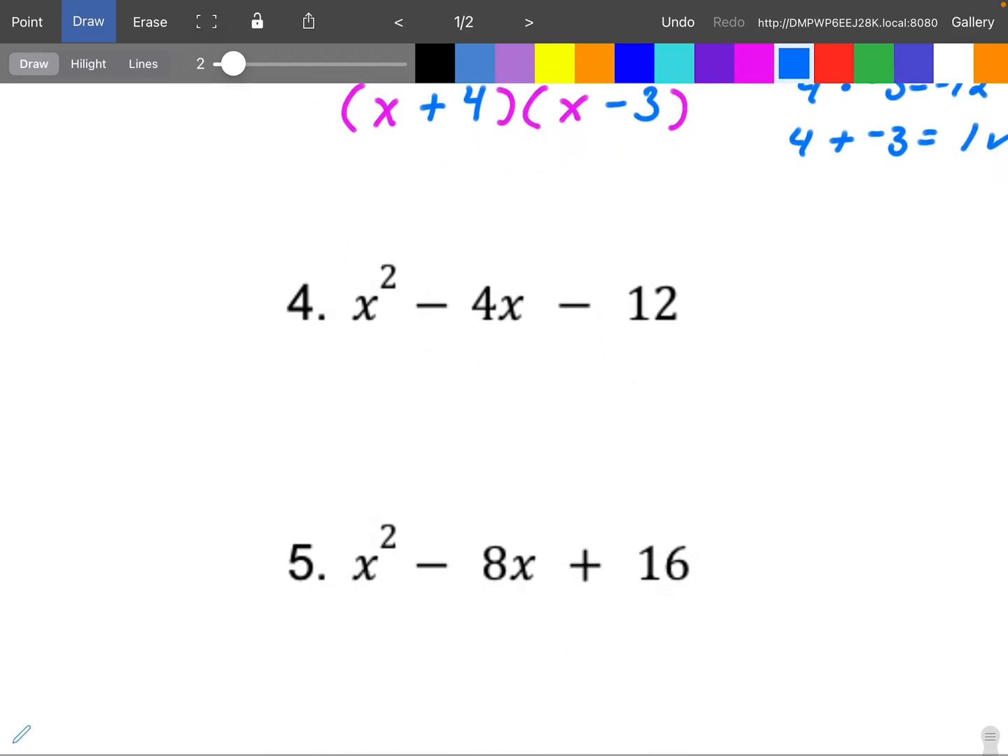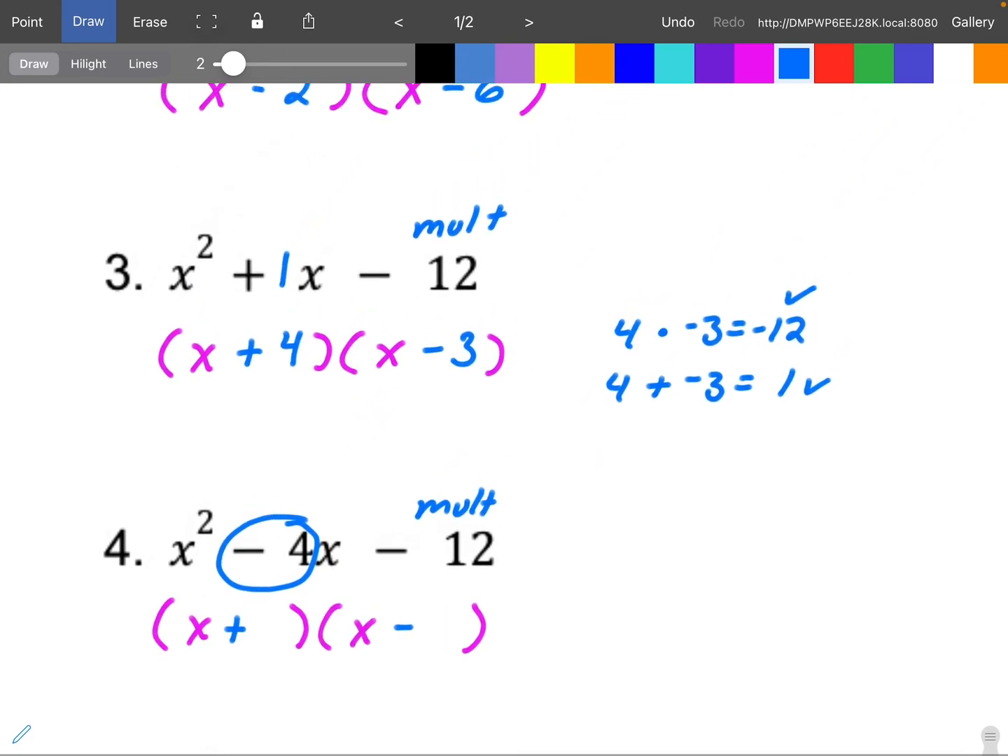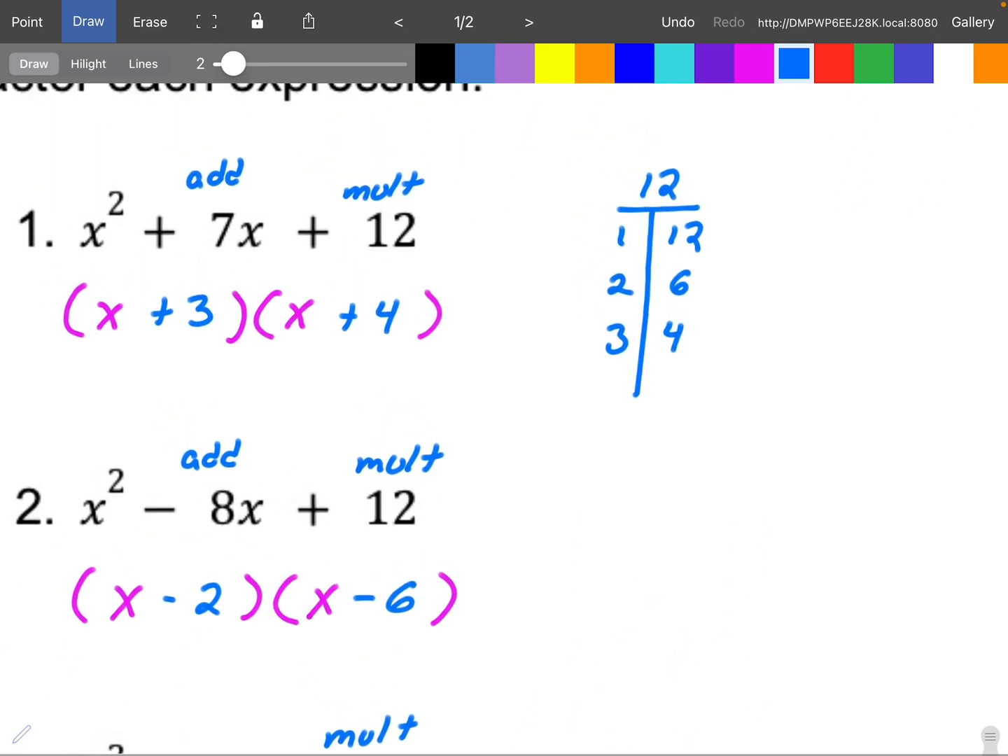All right, for our next one, number 4, another trinomial that begins with x squared. And we're still looking for two numbers that are multiplying to give me 12. And it is a negative 12, so again, I know I need opposite signs. One is going to have to be positive, one is going to have to be negative, which means they're subtracting. But this time, I need them to subtract to give me 4. So we're going to go back up here, and we're going to look for two numbers that subtract to give us 4.